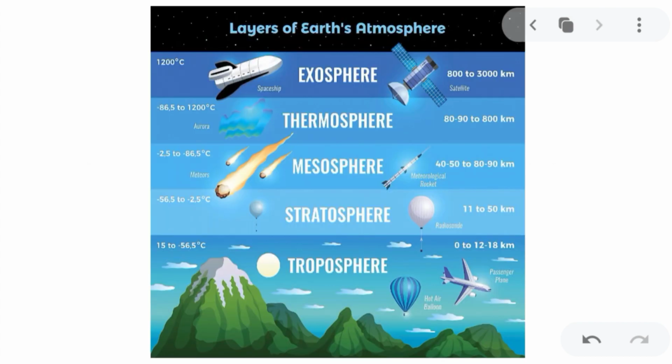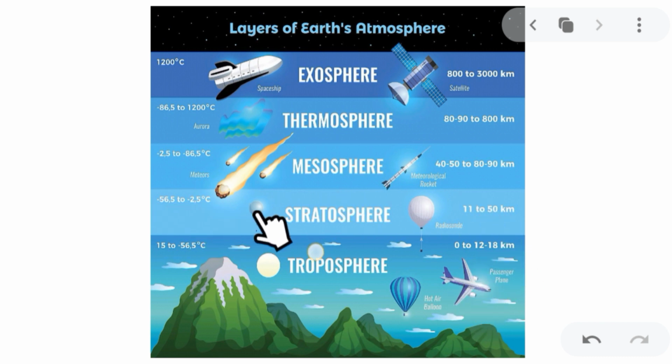Next, let us have here the layers of the Earth's atmosphere. First, we have here the troposphere. Okay, the troposphere is where all the weather occurs, in which you can have here a hot air balloon, and then natataas hanggang stratosphere, and then you will have here your planes.